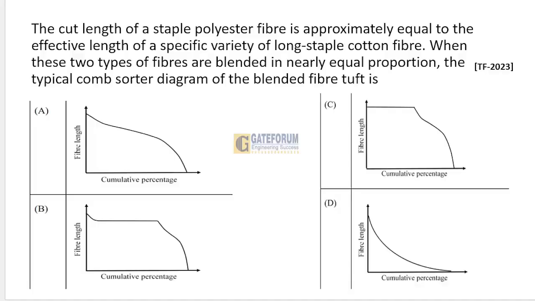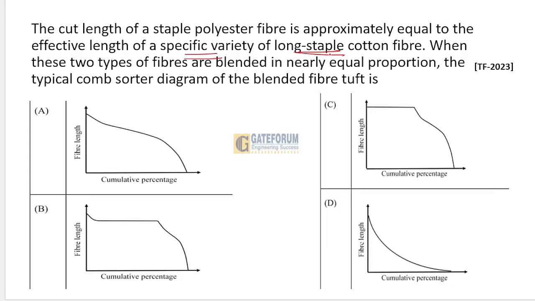Coming to the next question, it says that the cut length of a staple polyester fiber is approximately equal to the effective length of a specific variety of long staple cotton fiber. When these two types of fibers are blended in nearly equal proportion, the typical comb sorted diagram of the blended fiber tuft is.